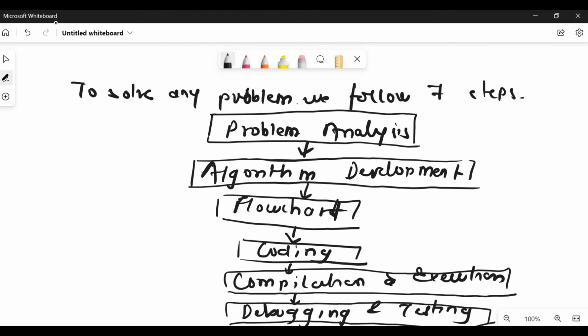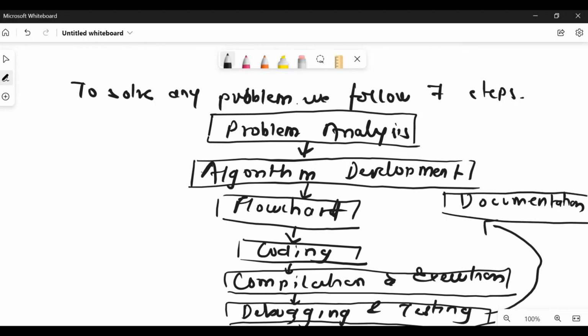And after this, there is a final step. It is documentation. So these are the 7 steps that we have to follow. We will study each step in detail.